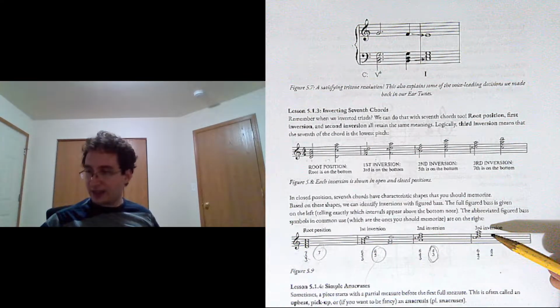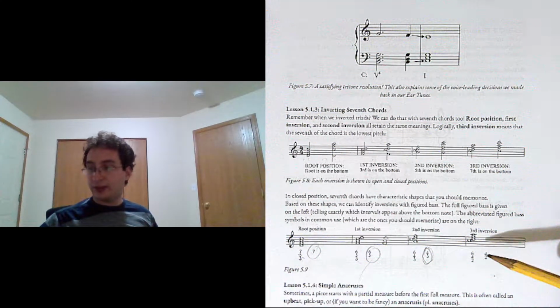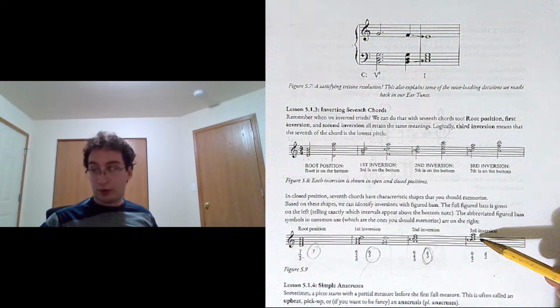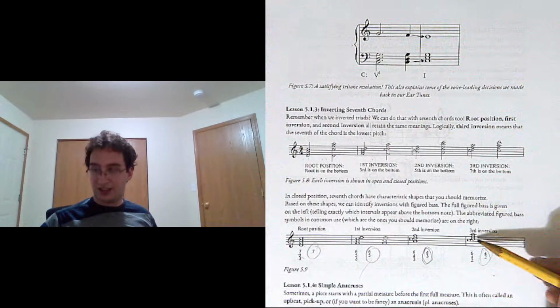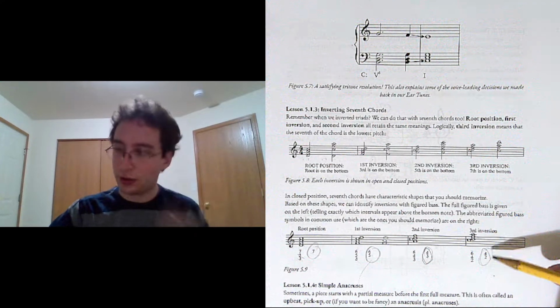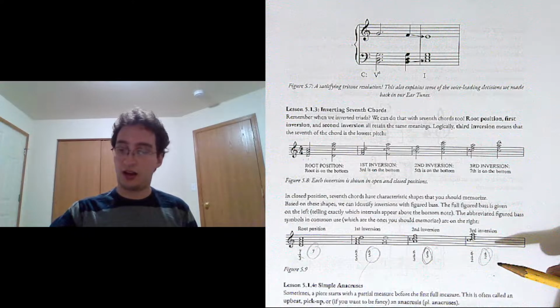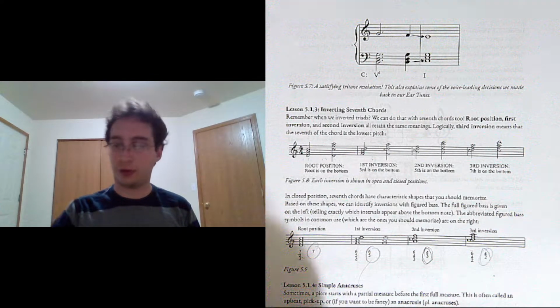Finally, third inversion has a 6, 4, and 2. For similar reasoning, 6-4 is already taken, so we get rid of the 6 and we say just 4-2, because this is the only inversion of a triad or 7th chord that has both a 4th and a 2nd above the root.